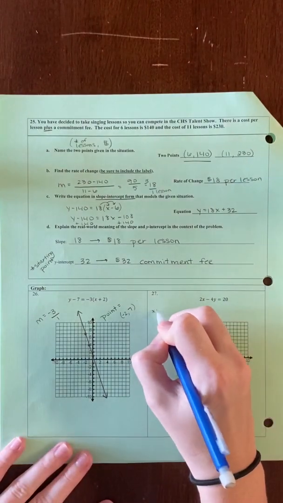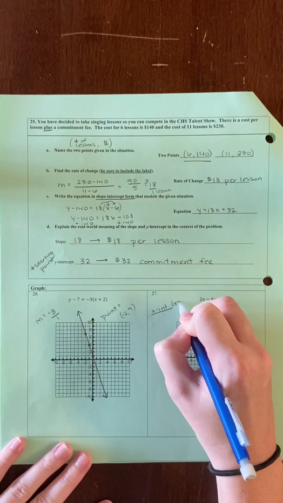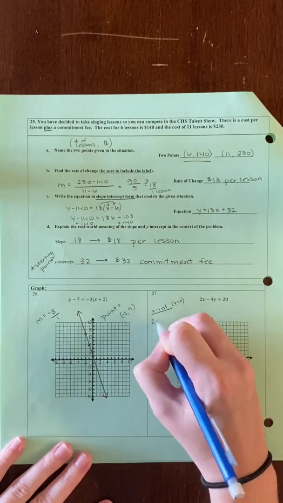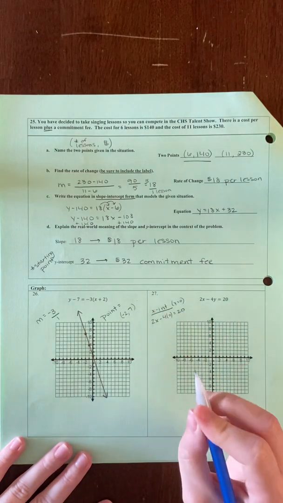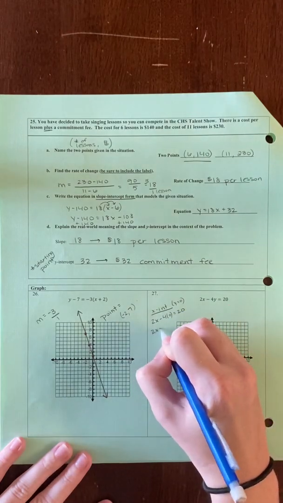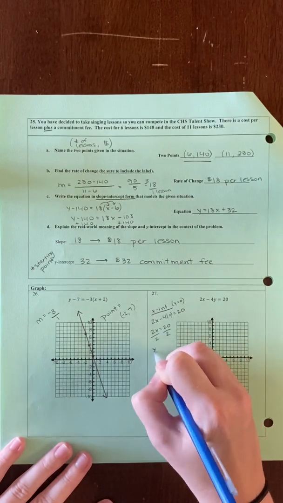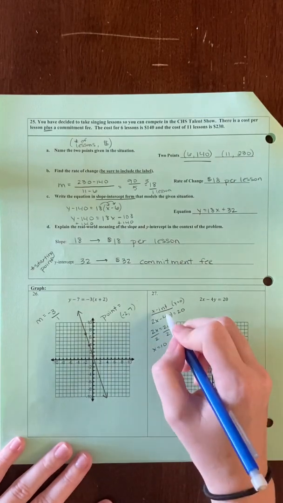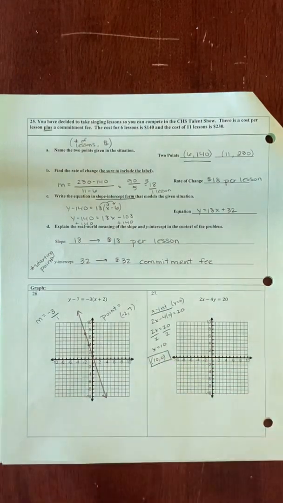So if I want to find the x-intercept, I'm going to be plugging in 0 for y. So I'm going to have 2x minus 4 times 0 is equal to 20. So 2x is equal to 20. I divide both sides by 2, so x is equal to 10. So the x-intercept is 10, 0. That's one of my points.